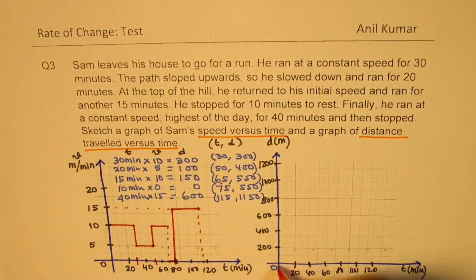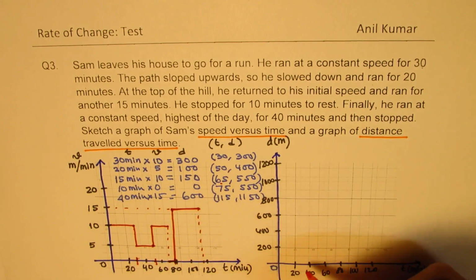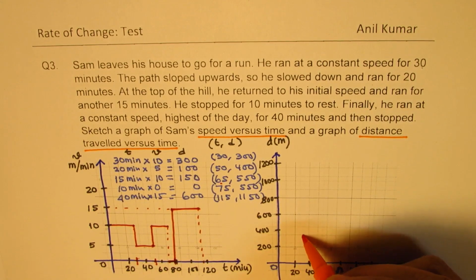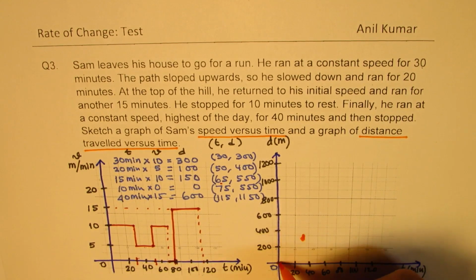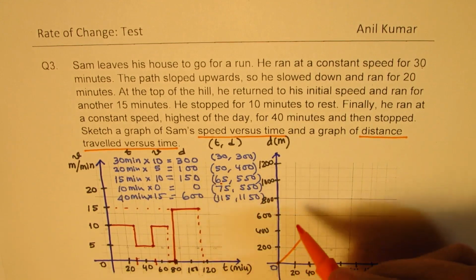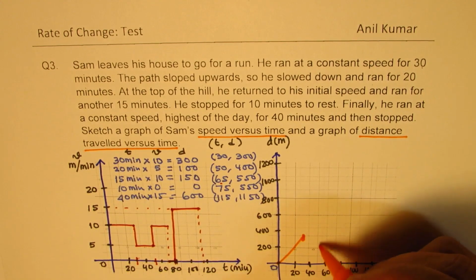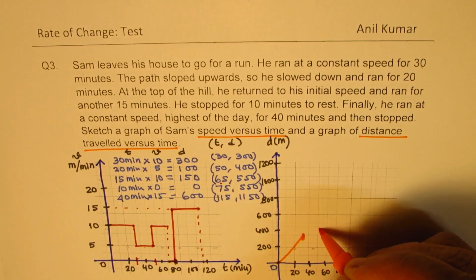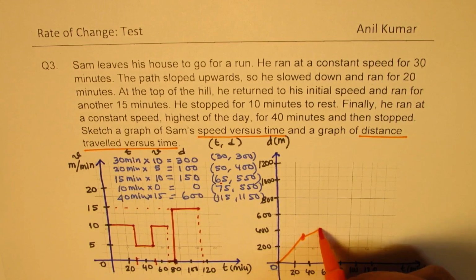Distance starting is 0. So the first point is 3,300. So that's your first point starting from here. So it's kind of here. So we can plot this 3,300. And then 5,400. So at 50, we are reaching the point 400, which is here. So on this line. So 5,400.